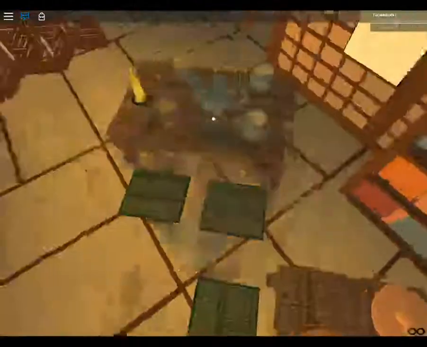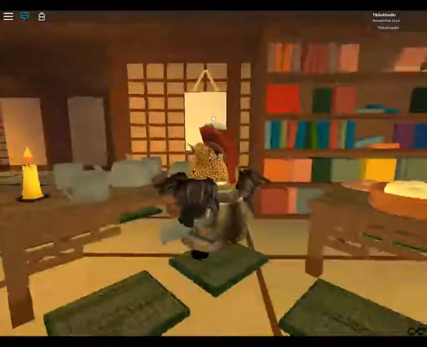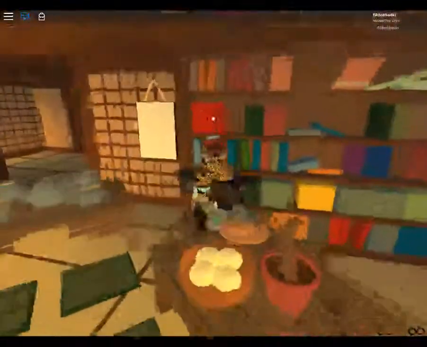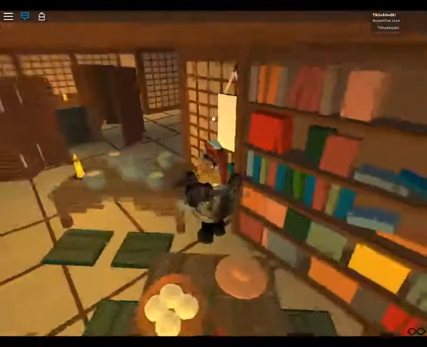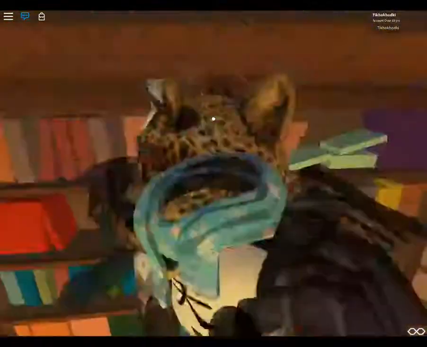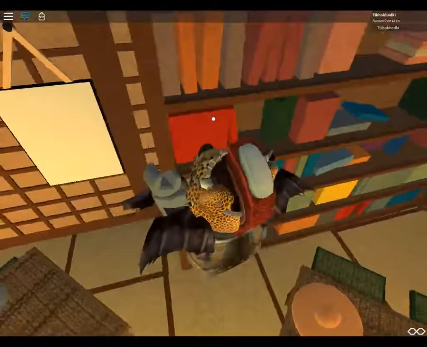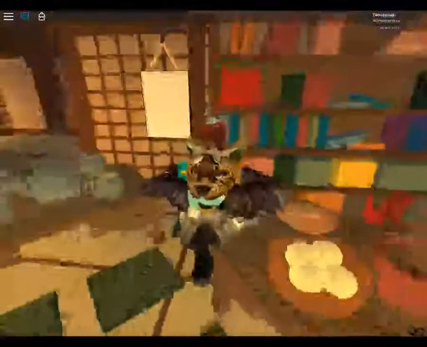Wakatteiru ka? So, hai means yes. Hai. These are red books. Akai hon. Hai? Akai is red. Hon is book. Akai hon. Next, this is a green book. Midori. So, akai hon. Midori hon. Hon is a book.